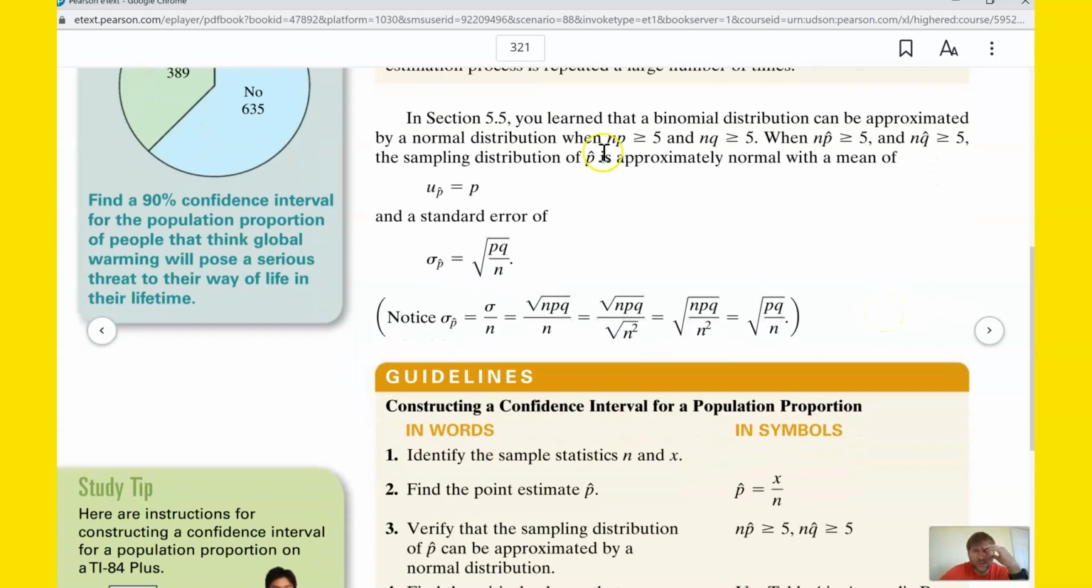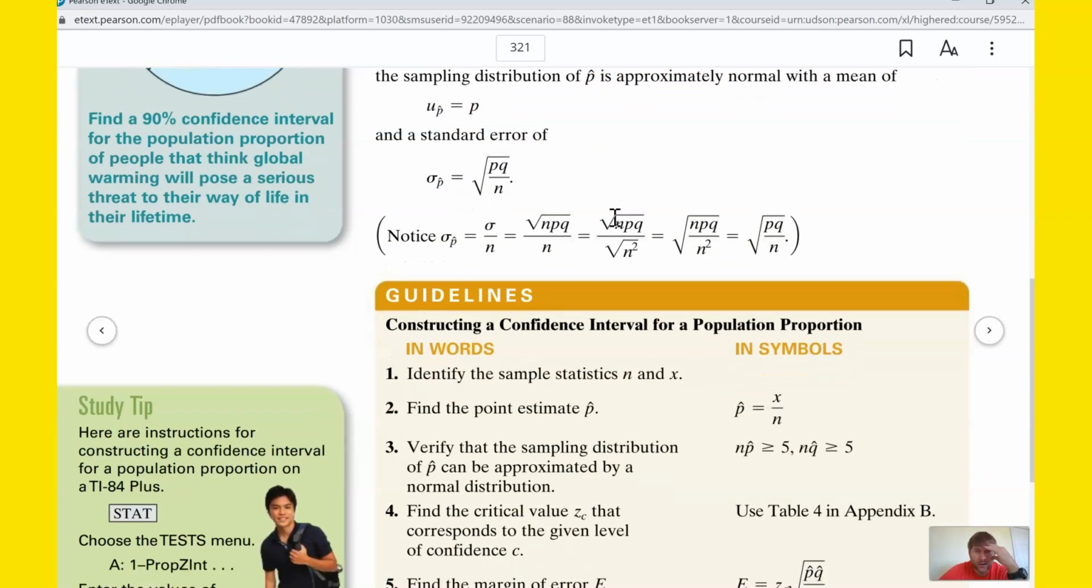All right. In section 5.5, you learned that a binomial distribution can be approximated by a normal distribution when np is greater than or equal to 5 and nq is greater than or equal to 5 as well. And the sampling distribution of p hat is approximately normal with a mean of that and a standard error of that.